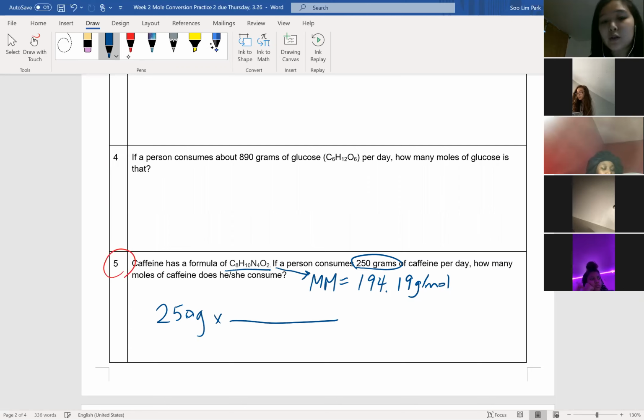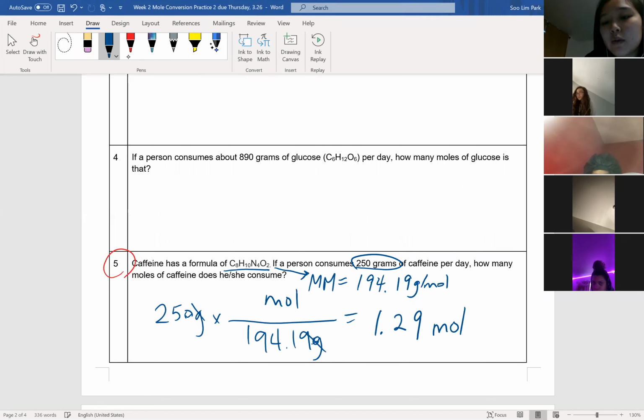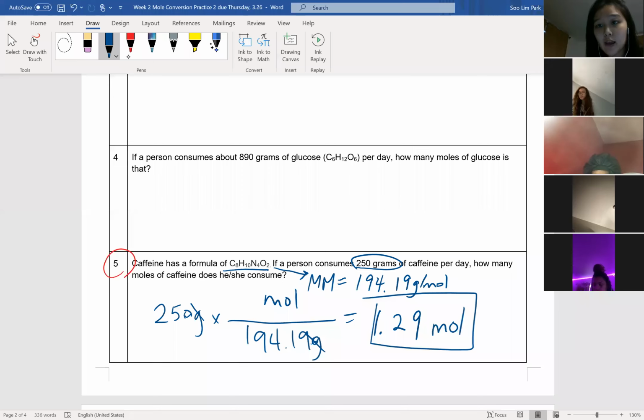So we're going to divide by the molar mass, right? And get, so plug it into the calculator. 250 divided by 194.19, and you get 1.287. So I'm going to round that up. So that's 1.29 moles of caffeine that a person consumes per day.